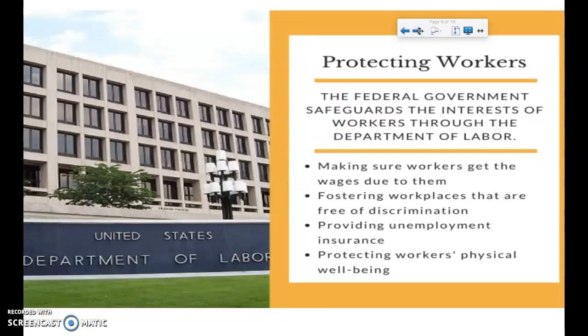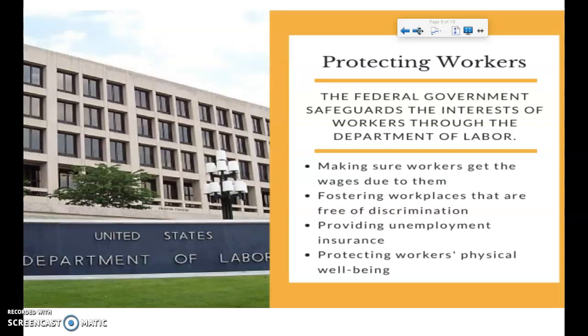Protecting workers is another role that the government takes on. So those of you who have jobs, a lot of the safeguards that are put in place in the interest of workers come from the Department of Labor. One of their primary goals is to protect workers' economic rights. So making sure that you get your wages, making sure that the workplace is free of discrimination, making sure that there's unemployment insurance available if you're unexpectedly laid off from your job. They want to make sure that the practices at your work are safe.